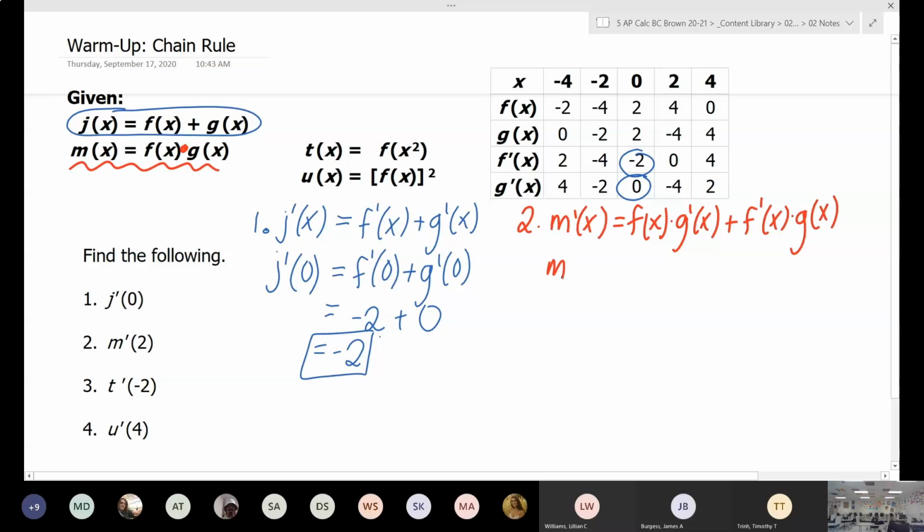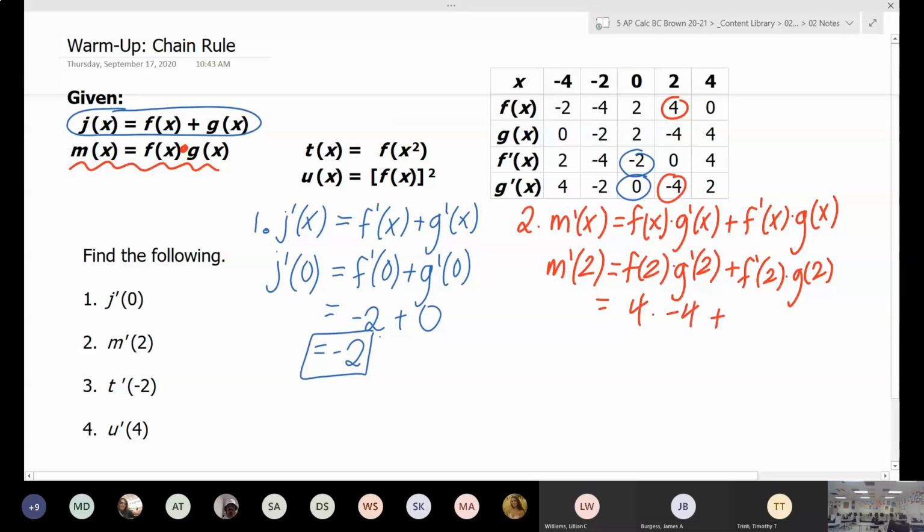So again, if I wanted to find the derivative at 2, the derivative at 2 would be whatever f of 2 is times the g prime of 2 plus f prime of 2 times g of 2. And again, I can use the table for this. F of 2 is 4. G prime of 2 is -4, plus f prime of 2, which is 0. So it doesn't really matter what g of 2 is, but I'll fill it in. G of 2 is -4. So what is M prime of 2? -16.